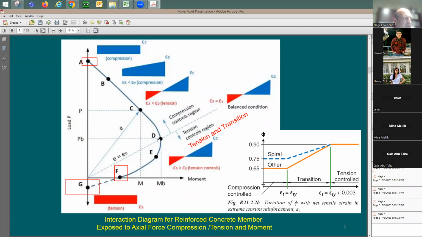We have here some point, which is right here. Look at this. Very important point. I'm going to call it the balanced point. At the balanced point, I'm going to have this balanced condition in the strain. The strain in the concrete is going to be equal to 0.003. And the strain in the tension steel is going to be equal to the yield point. For grade 60 steel, the strain equals 0.0021.